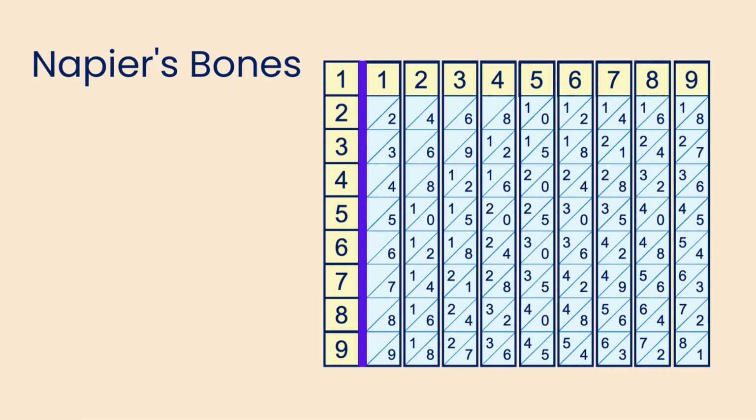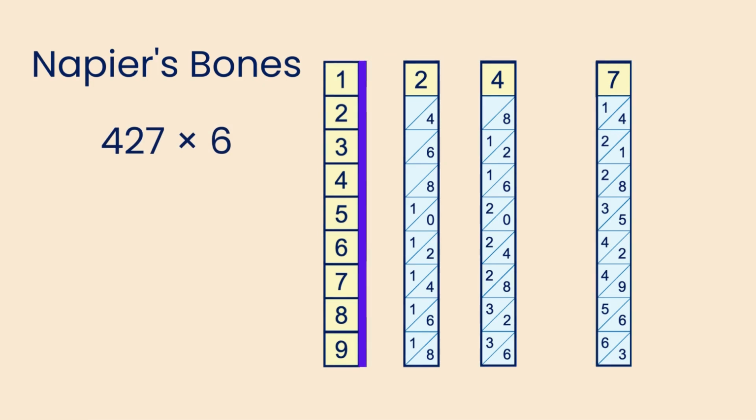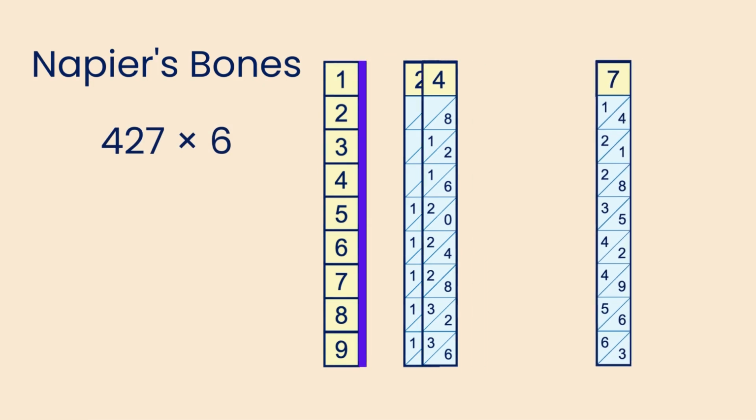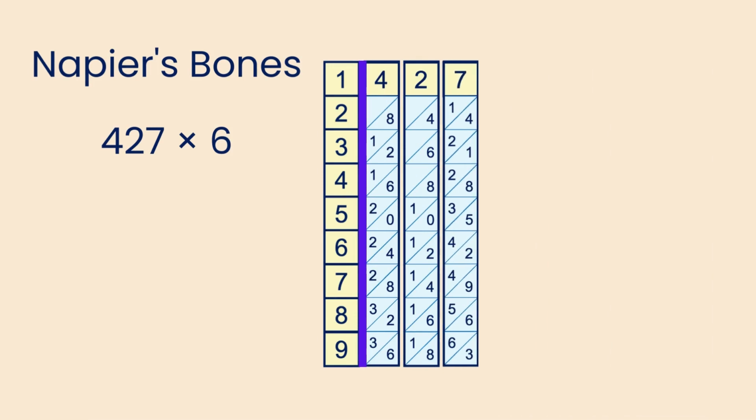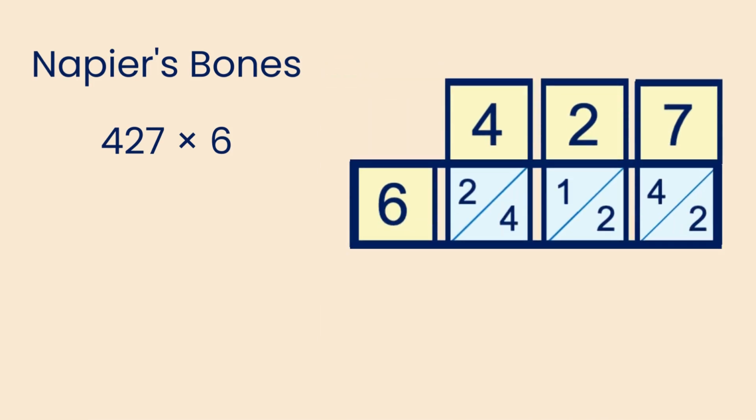Say we want to multiply 427 by 6. We look at the bones 2, 4, and 7 and arrange them so that we have the number 427 at the top of the page. We are multiplying by 6, so this is the row we want to look at. We can write the numbers like this to see our calculation more easily.